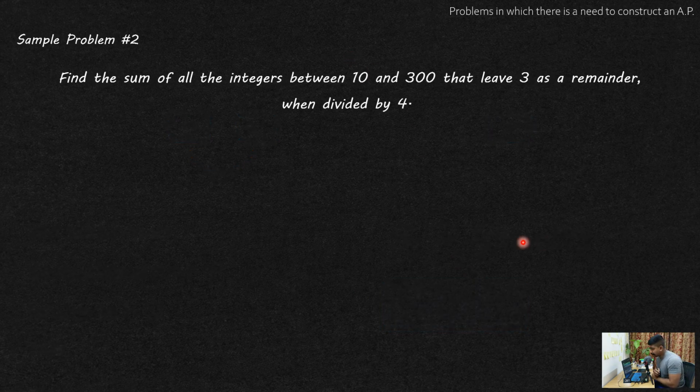Sample problem number 2. Find the sum of all the integers between 10 and 300 that leave 3 as a remainder when divided by 4.